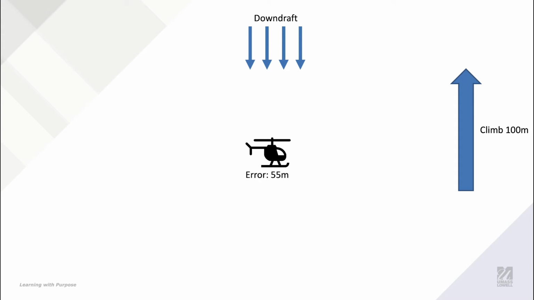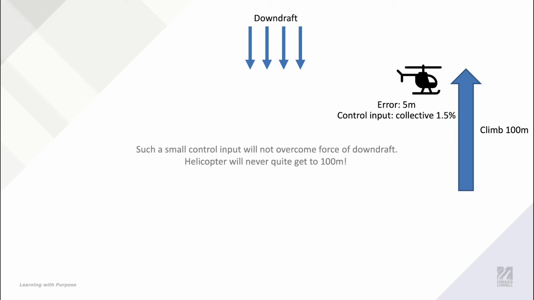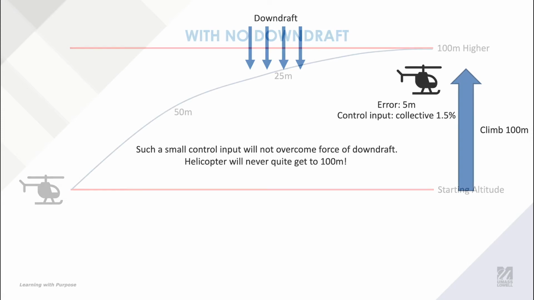Your error right now is 55 meters. So what do? Well, you put this in the same equation you used before, and you get out that you should apply 16.5% collective. So you do this, and you keep iterating and iterating along again, and eventually you get to the spot where you're really close to where you want to be. You're 5 meters away. But your control algorithm is telling you to only put in 1.5% collective at this point. That's never going to overcome the force of the downdraft. So clearly we need something else here.